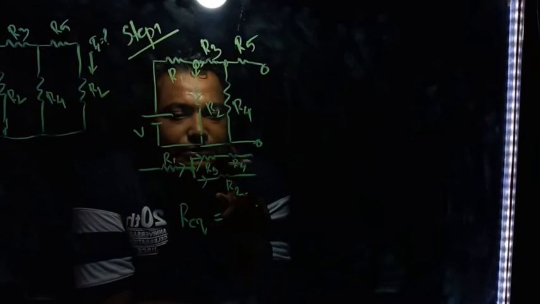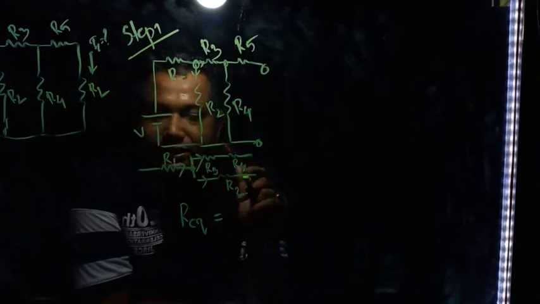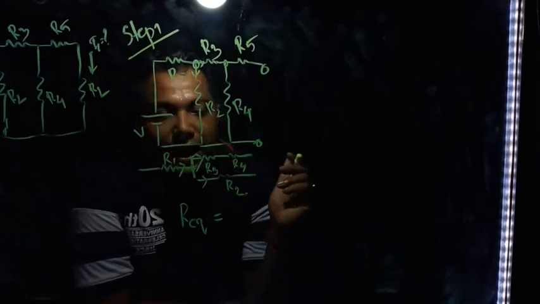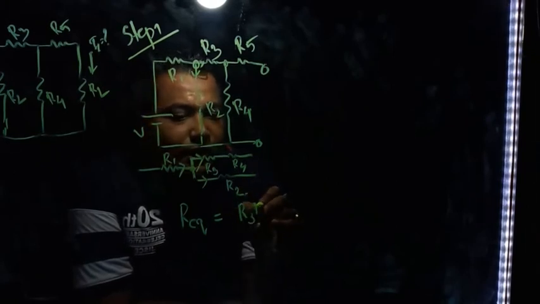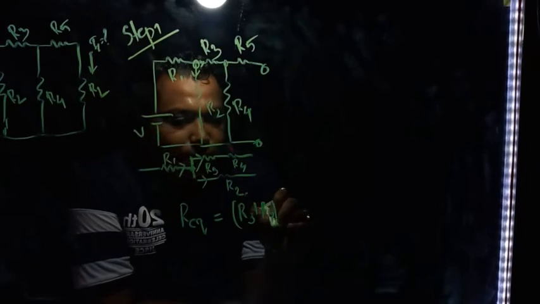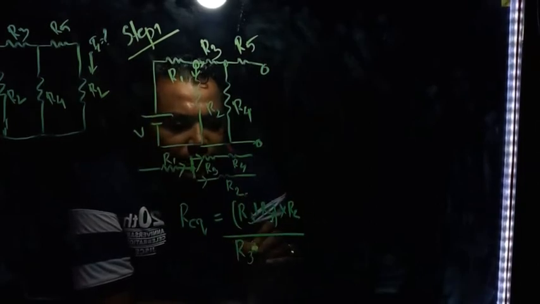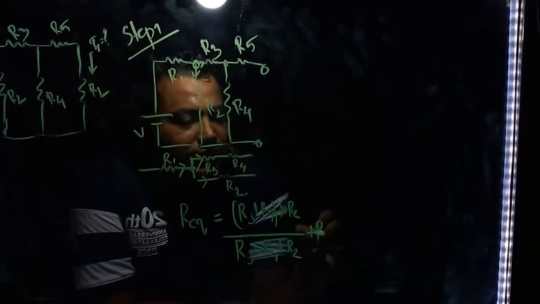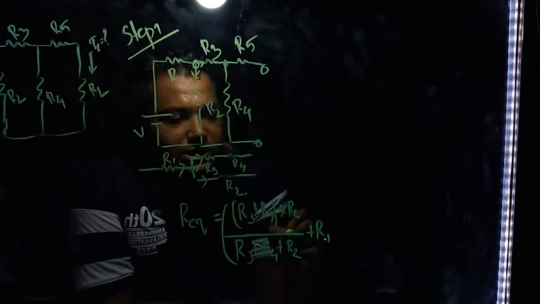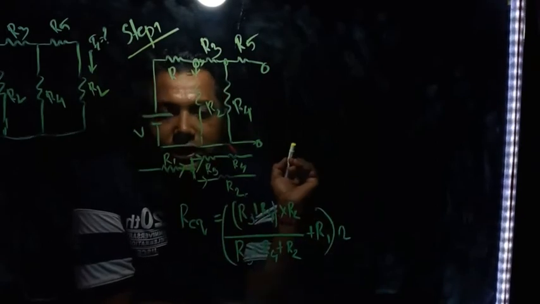So what is the R equivalent? These two are in series, and with that, this R2 is in parallel. With that, this R1 is in series. So this R3 plus R4 in series, with that this R2 in parallel. So this is R3 plus R4 in parallel with R2, and that in series with this R1. So this is our total equivalent resistance.